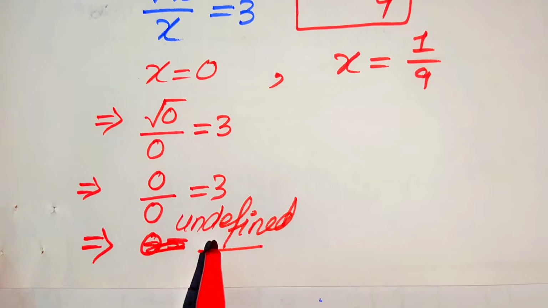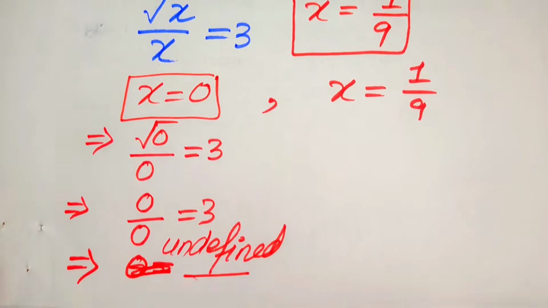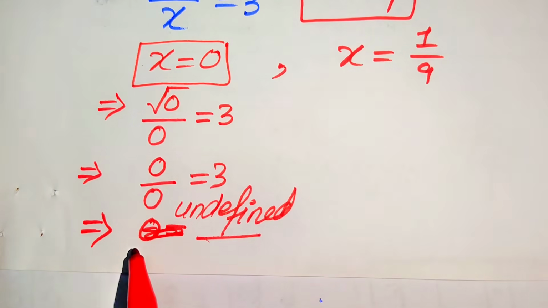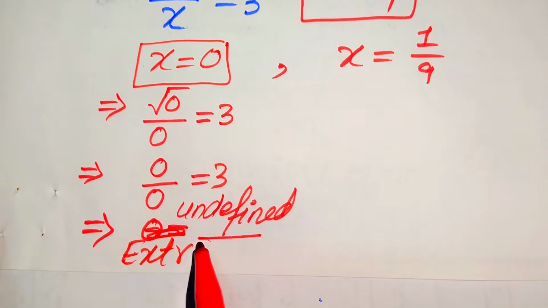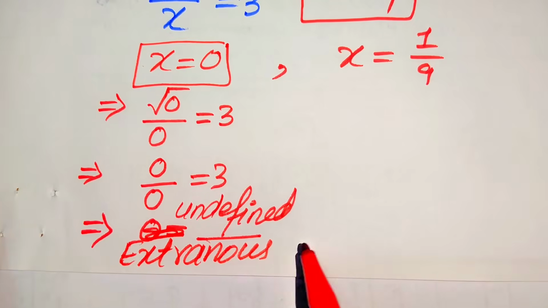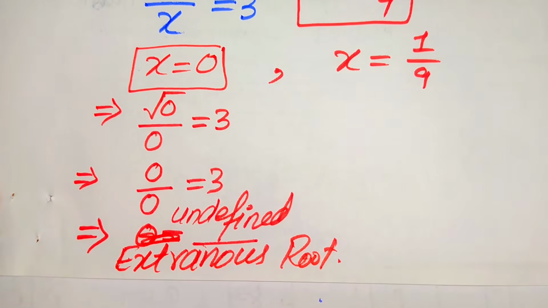So if this is undefined, this means that the value x equals 0 does not satisfy our given equation. This means that x equals 0 is the extraneous root of the given equation. Okay, this is the extraneous root, and it is not the solution of the given equation.